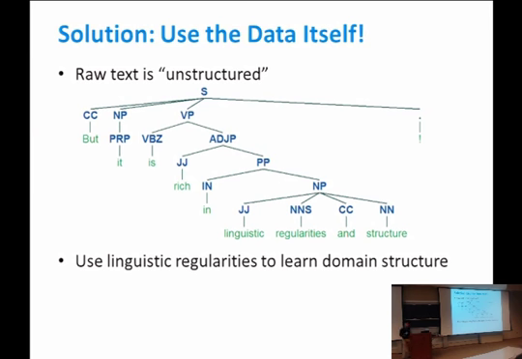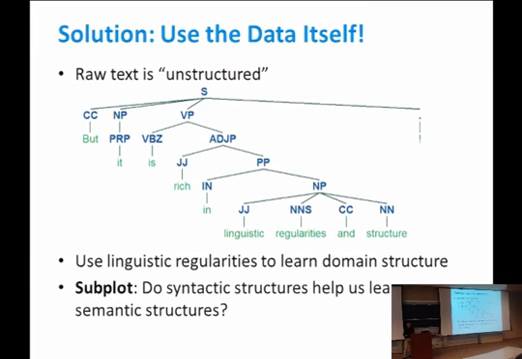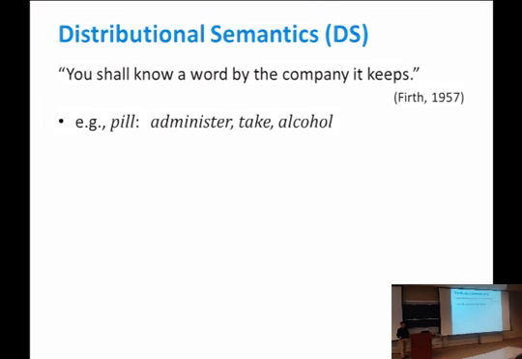Just to be clear, this is a parse tree, but this is not going to be a parsing talk. Instead, I'll be examining how this type of syntactic structure could actually help us learn the kind of semantic structures that I'm interested in. All right, and the kind of semantics that I'll discuss is that of distributional semantics, which is captured by the aphorism that you shall know a word by the company it keeps.